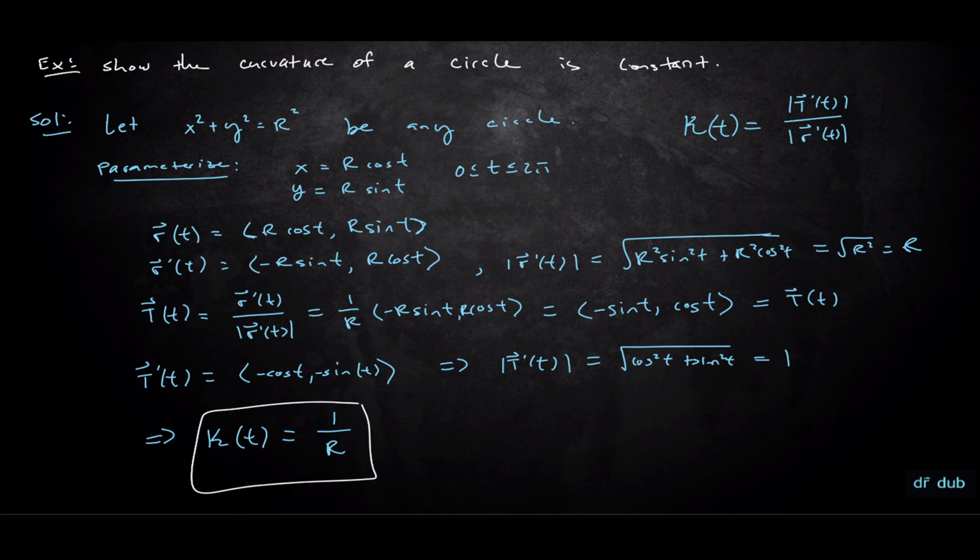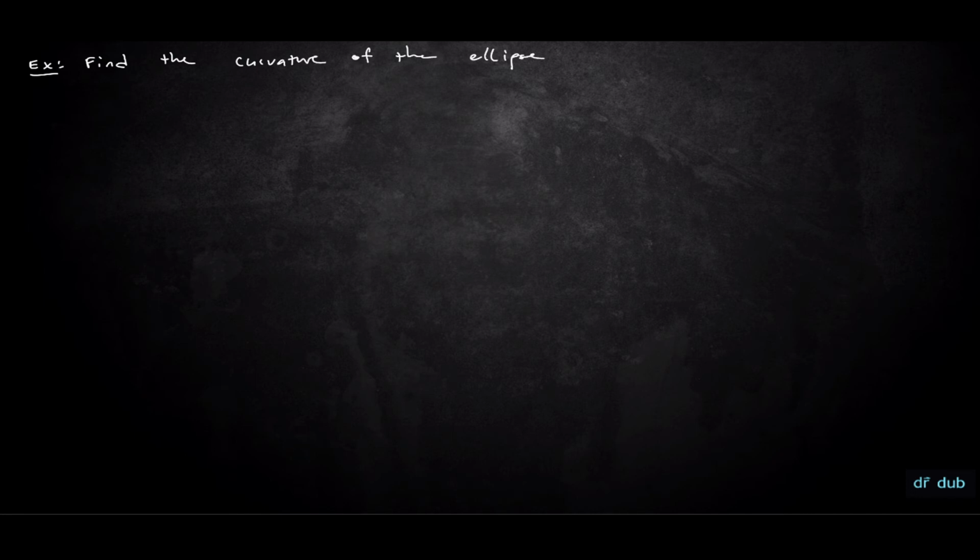So curvature of a circle, not too bad. It's constant, that's nice. What about the curvature of an ellipse? So example, find the curvature of the ellipse parameterized by r of t equals 2 cosine t comma 3 sine t. T ranges from 0 to 2 pi.